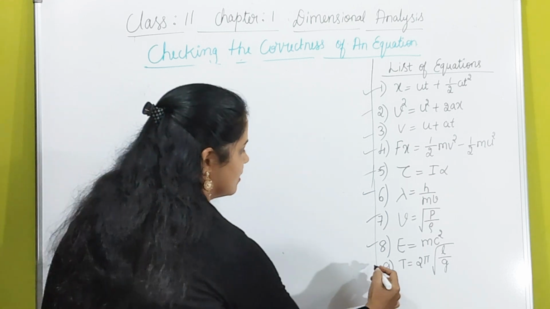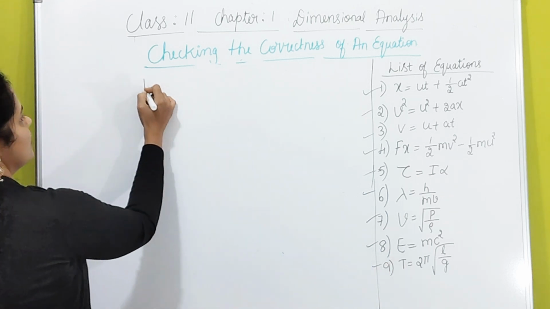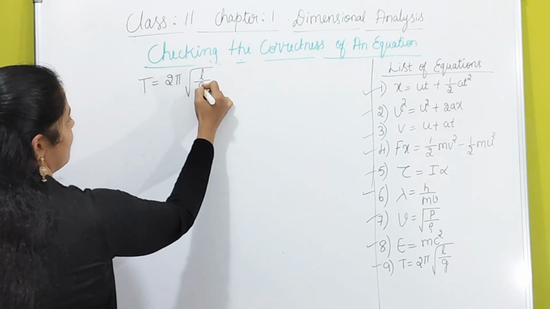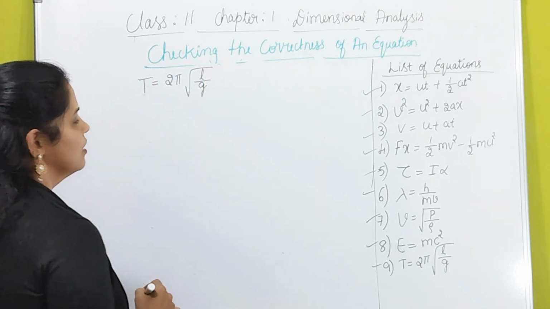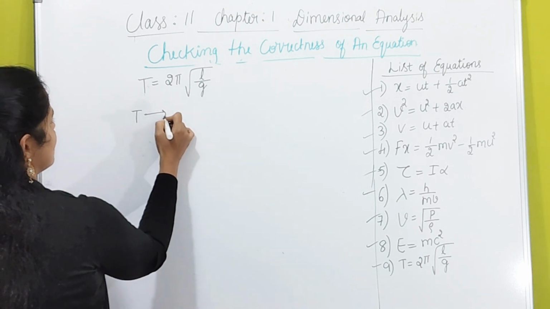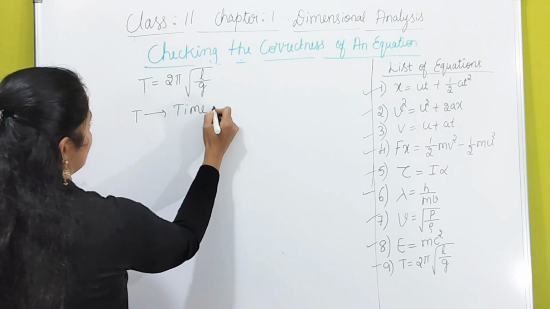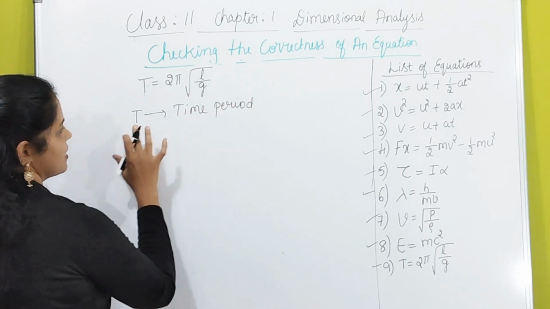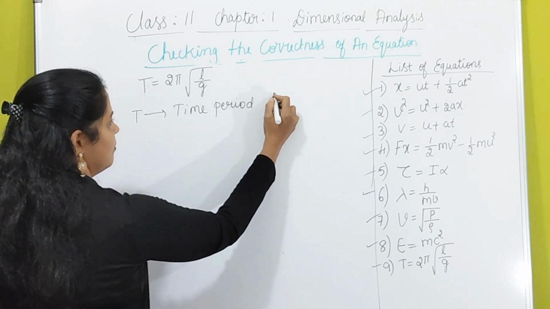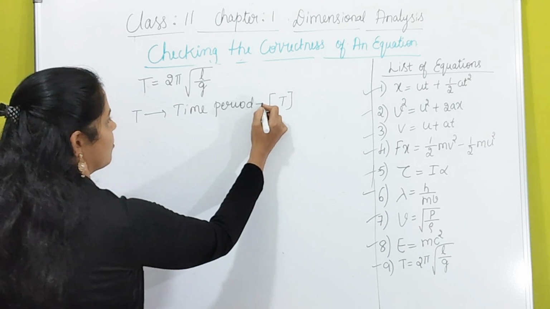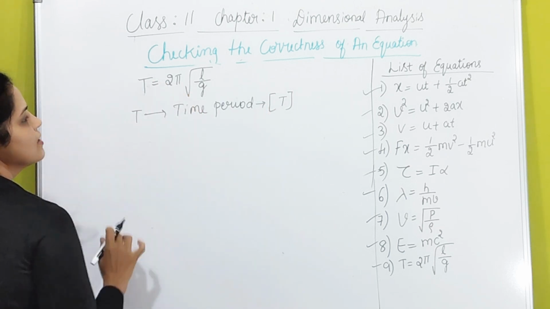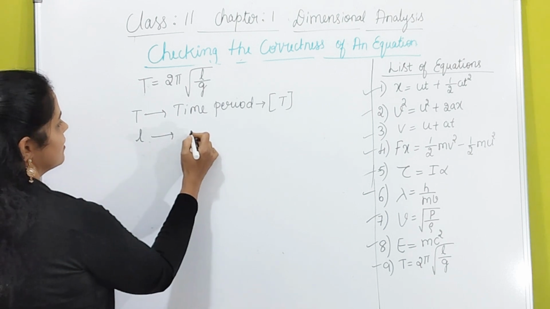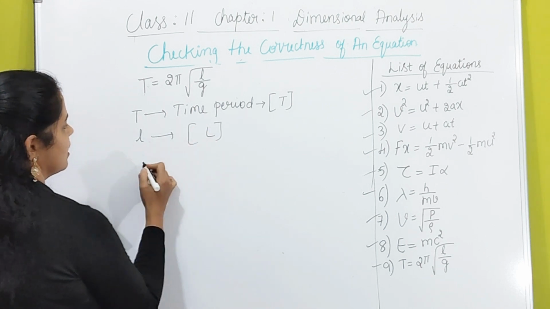Now let us consider the next equation. T is equal to 2 pi into square root of L by G. What is T? Time period of oscillation. Whatever it may be, time has the same dimensional formula T. 2 pi is a constant; it has no dimension. L is length, dimensional formula L.